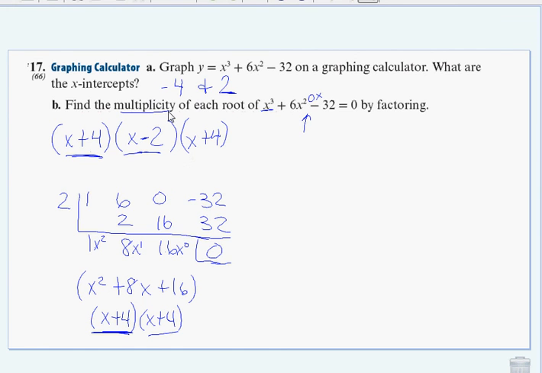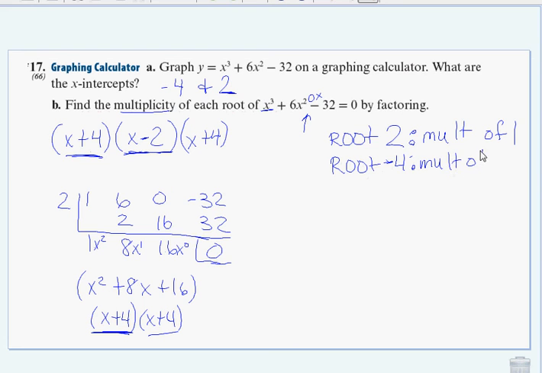Find the multiplicity of each root, okay? So there's root 2, multiplicity of 1. There's only one factor like this, okay? Root -4 has a multiplicity of 2. I hope that makes sense for all of you.